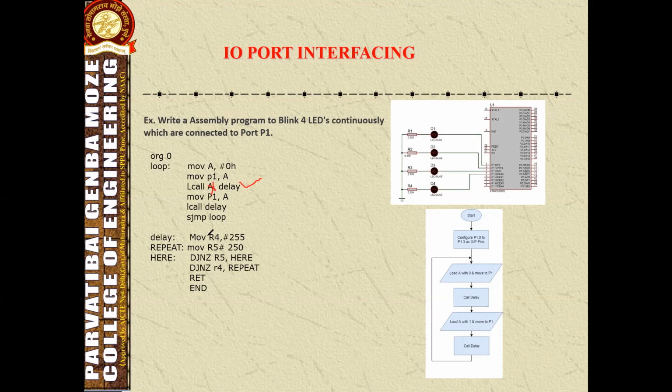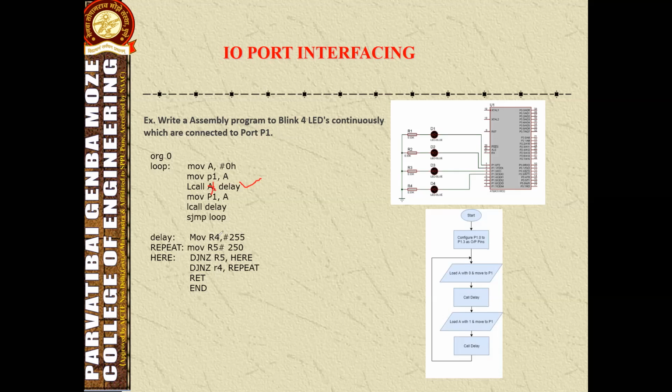In the delay, we are taking two registers, R2, R4 and R5. In R5, we are moving the decimal value #225. So the #225 immediate value we are loading into R4. Then after executing this instruction, what will happen? It will move again R5 to 50. So after that, what will come here?